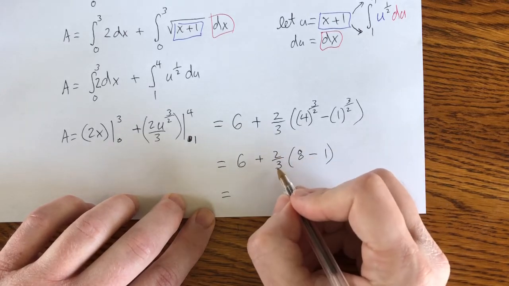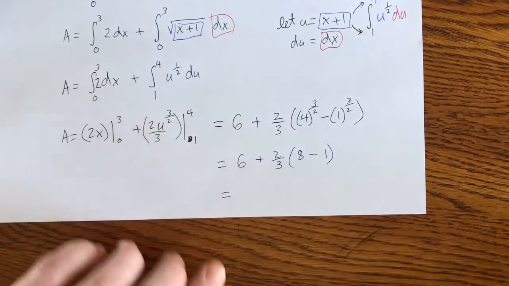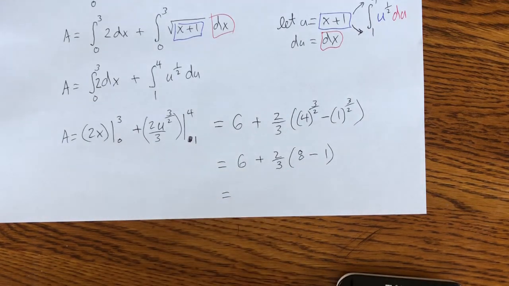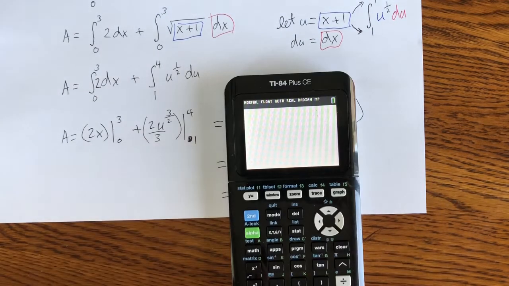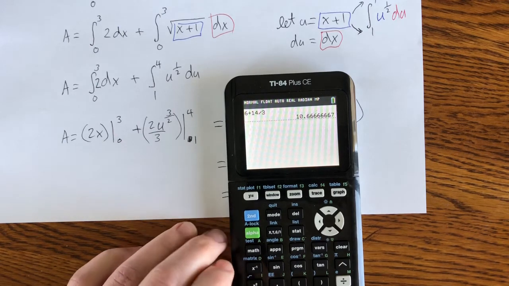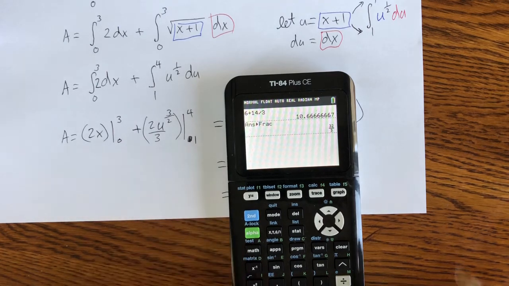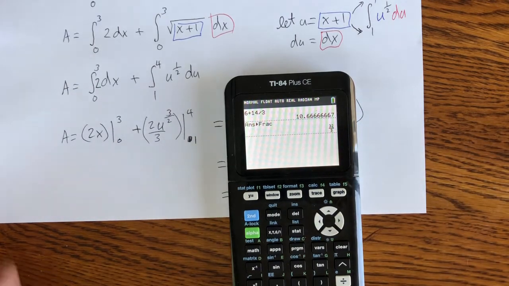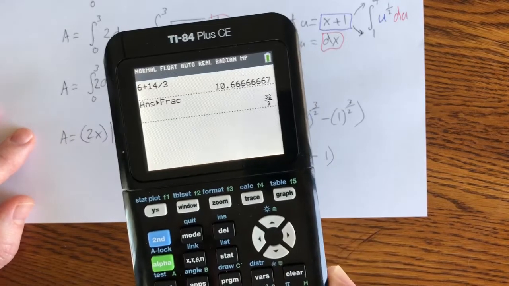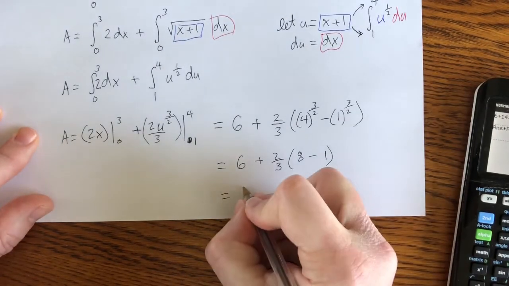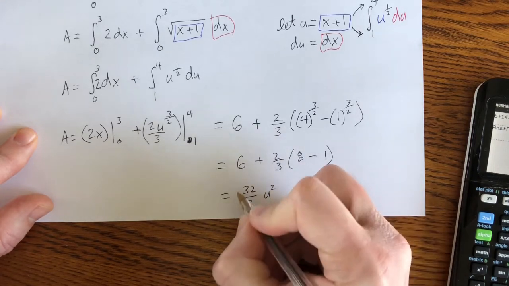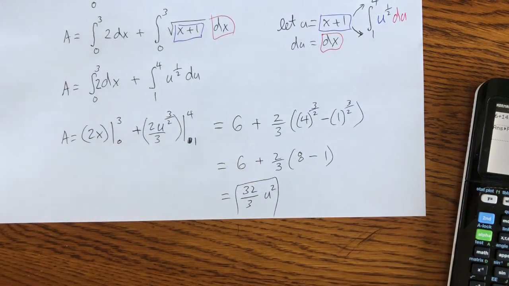7 times 2/3 is 14/3. So what is 6 plus 14/3? Hit math, enter, enter. Always express your answer in fractional form unless you were told otherwise. So 32/3. And because this is area, it is units squared. Finished with example number 3.